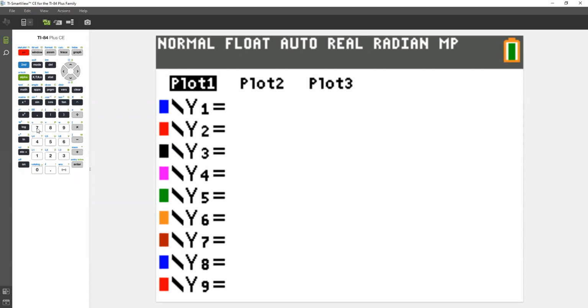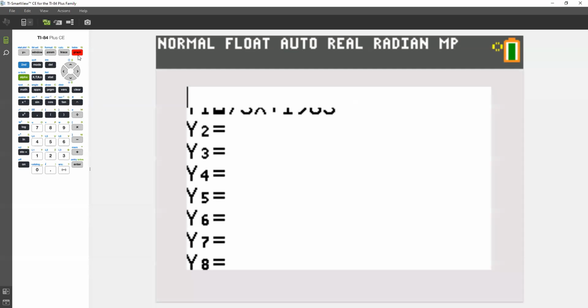So our linear regression, our line of best fit, was 73x. Remember, the x button is right next to your alpha button, plus 1,963. So that is our line of best fit or trend line. When you go to graph that, we can just hit graph now.